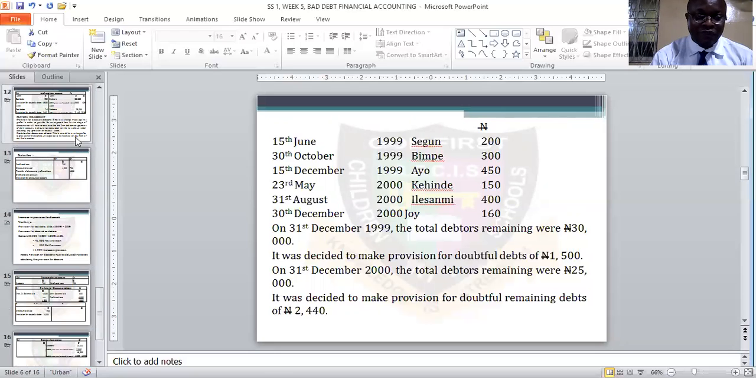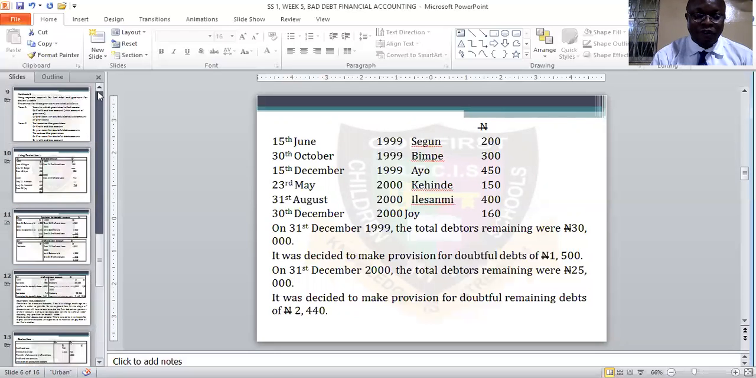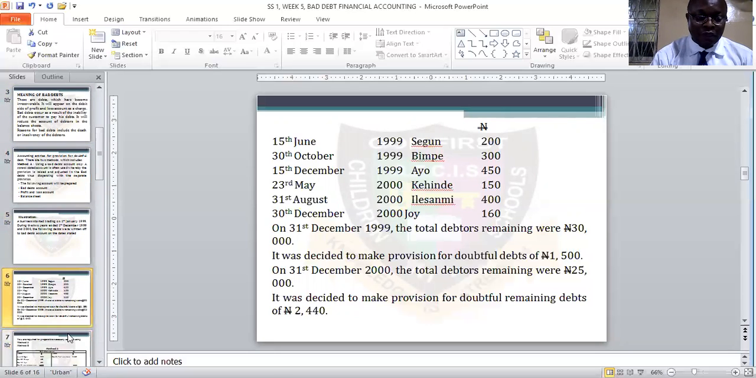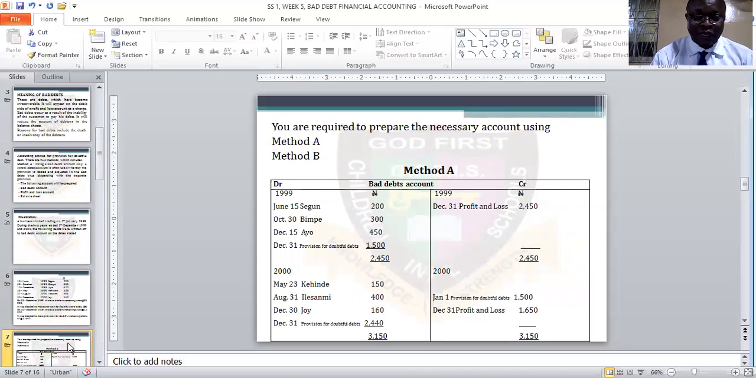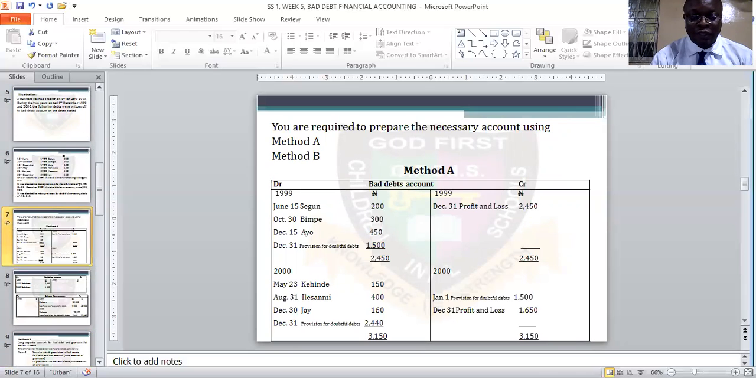But before I proceed, let us look at what we are required to prepare. We are required to use method A. In method A, we are going to prepare the bad debt account first. Let us look at how we are going to prepare the bad debt account.